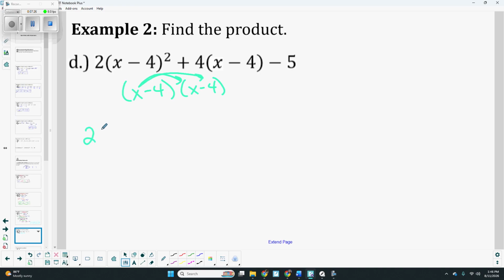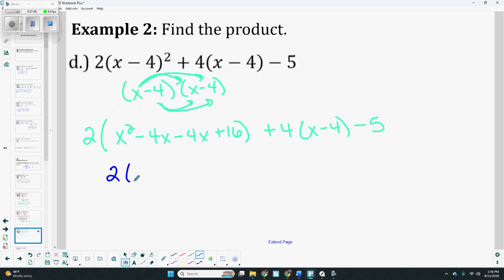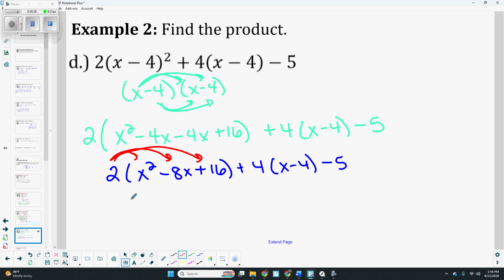So the 2 is going to stay on the outside here, and I'm going to get x times x is x squared, x times negative 4 is negative 4x, negative 4 times x is negative 4x, negative 4 times negative 4 is plus 16. And I'm going to keep writing out the rest of it. Okay. So I'll combine before I go ahead and finish distributing. So the negative 4x is combined to be negative 8x. All right. So now we're going to distribute this 2. So that's 2x squared minus 16x plus 32.